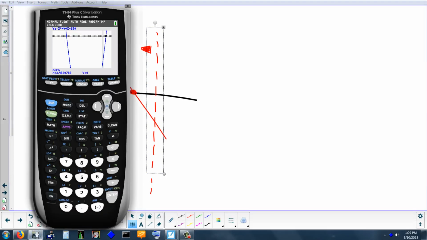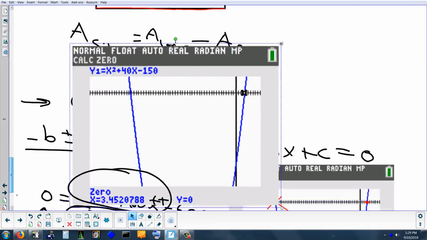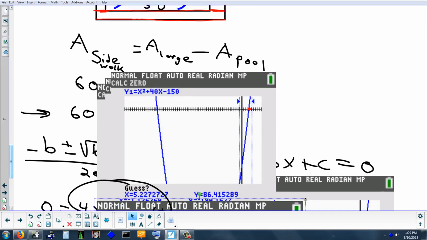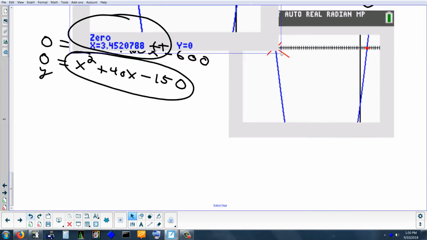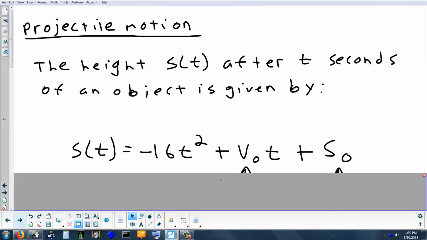I don't know if I saved that picture or not. I might have. I think it's one of the pictures under here. Yeah, right there. It was there. Okay. So that's how you calculate a zero. Okay, any other questions on that? All right, some of it you just have to kind of practice and play with it and get used to doing it. Okay, so projectile motion.